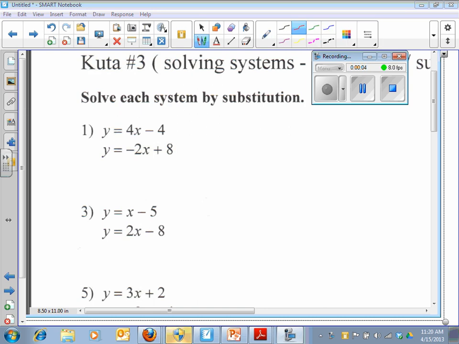This video goes with Kuta handout number 3, and basically it's just a tutorial on how to solve systems of equations using both the substitution method and the elimination method. Starting with the substitution method for problem number 1, we have two equations in slope-intercept form.